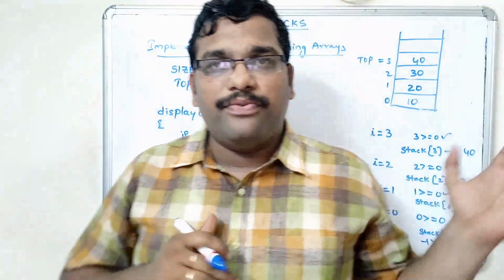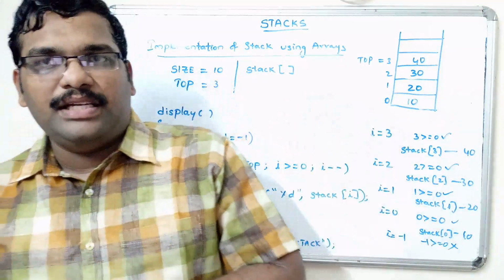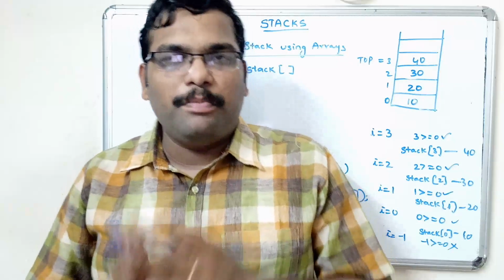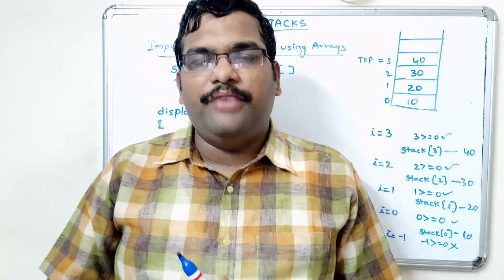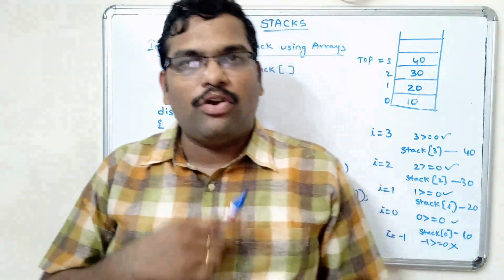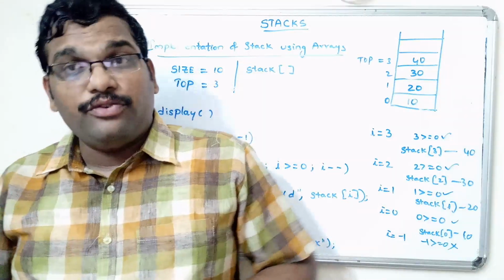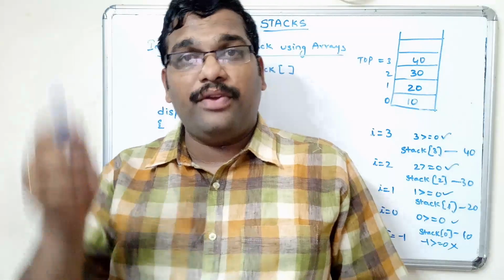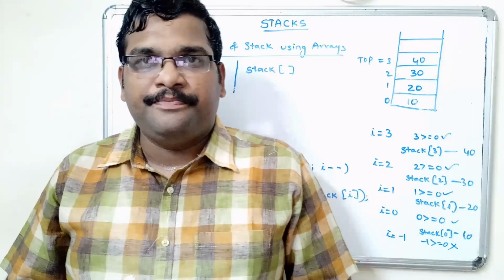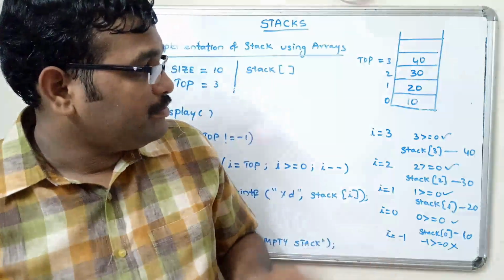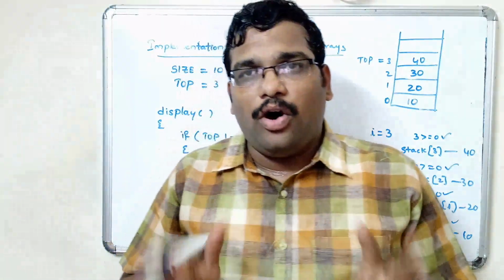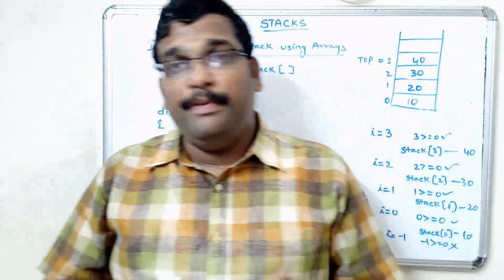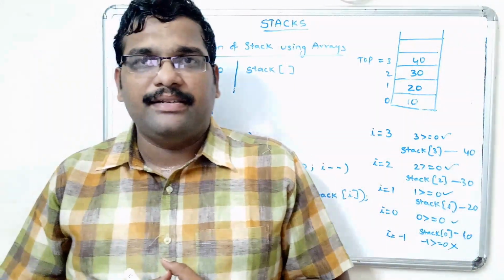So the main drawback of using arrays is the static memory. So before that we have to declare the size of the array, and if you want to increase the size of the array, it's not possible here unless you use dynamic memory allocation, which we will implement in linked list, right? So hope you understood this one. So stack, the operations of a stack and the implementation of a stack using arrays, right?